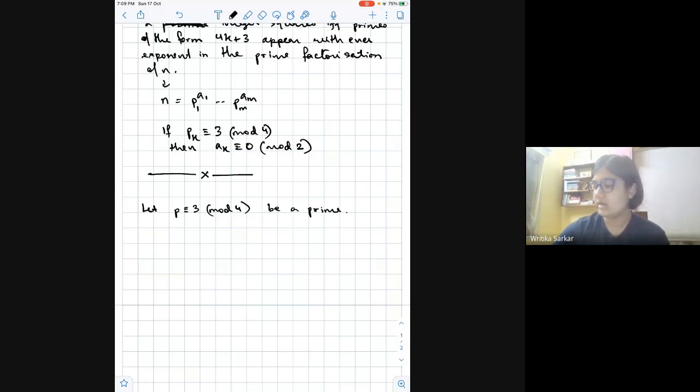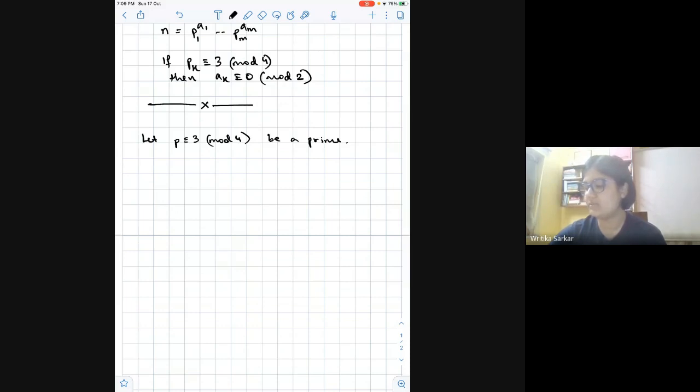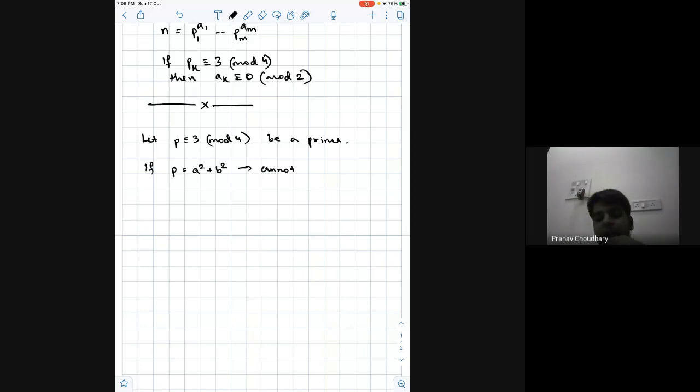Okay. Then can we easily show that P cannot be written as a sum of two squares? Actually, it's pretty easy. If we write P is equal to a squared plus b squared, then can anyone see a very quick argument as to why this cannot be true? A square is congruent to 0, 1 mod 4.